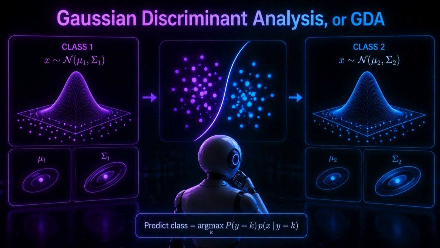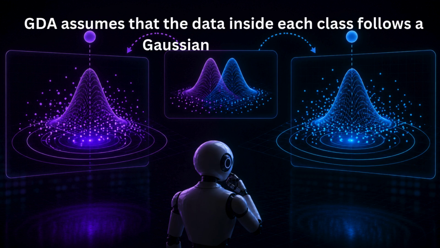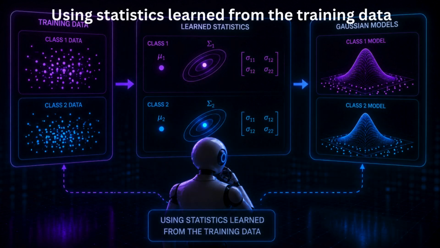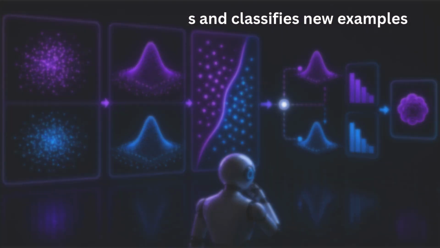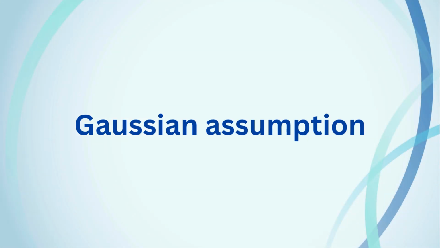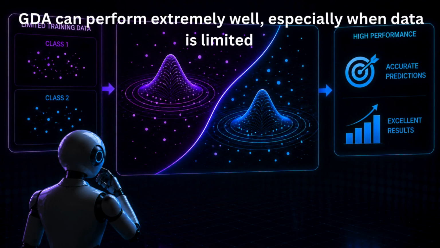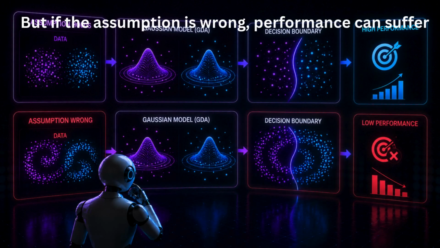This idea leads to Gaussian Discriminant Analysis, or GDA. GDA assumes that the data inside each class follows a Gaussian distribution. Using statistics learned from the training data, it models each class and classifies new examples. If the Gaussian assumption is correct, GDA can perform extremely well, especially when data is limited. But if the assumption is wrong, performance can suffer.